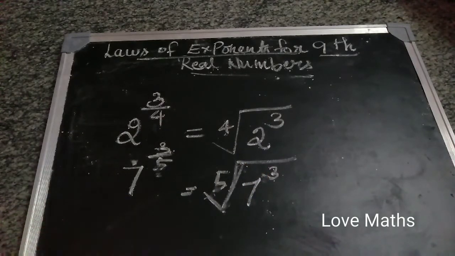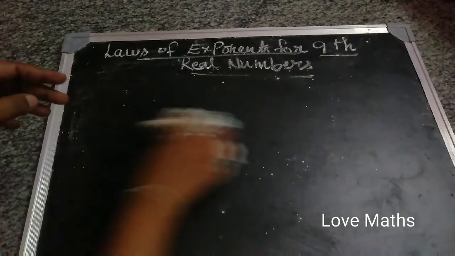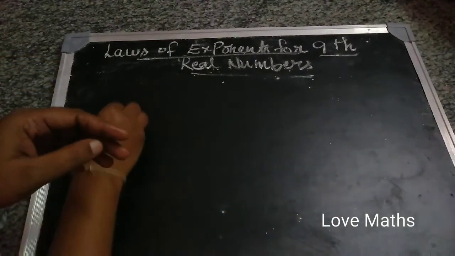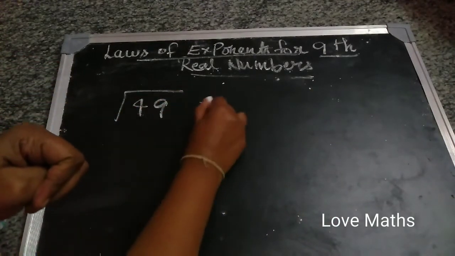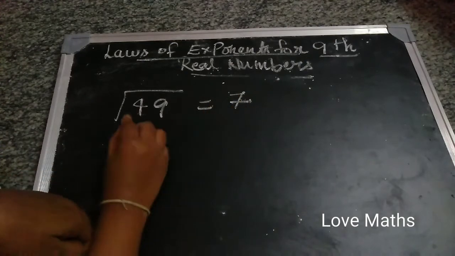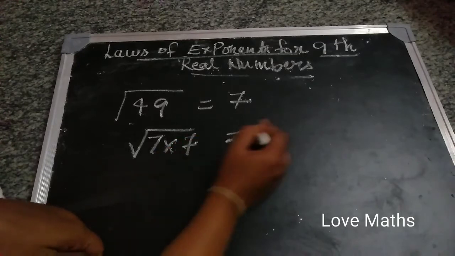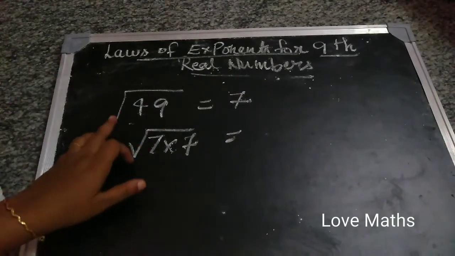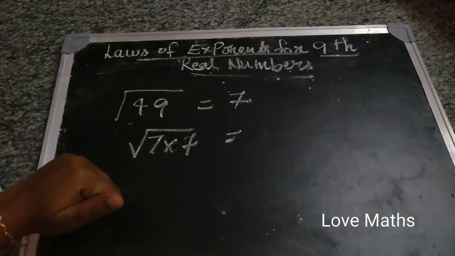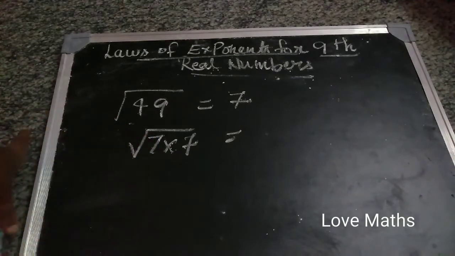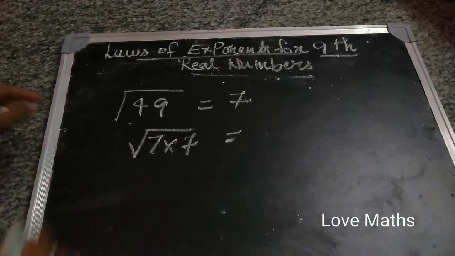Is it clear? Then, root 49: you want to know what is the value of root 49? It is 7, because 7 into 7 is 49. So square root of 49 is 7. Like that, we are going to see a few sums now, on how to simplify.